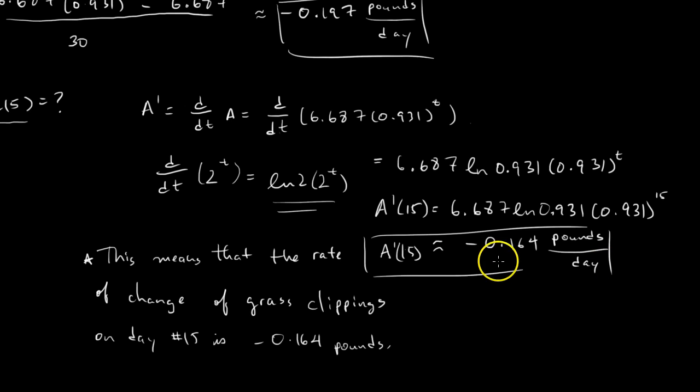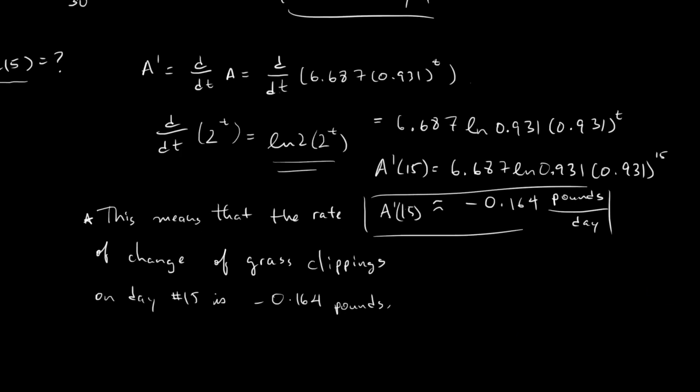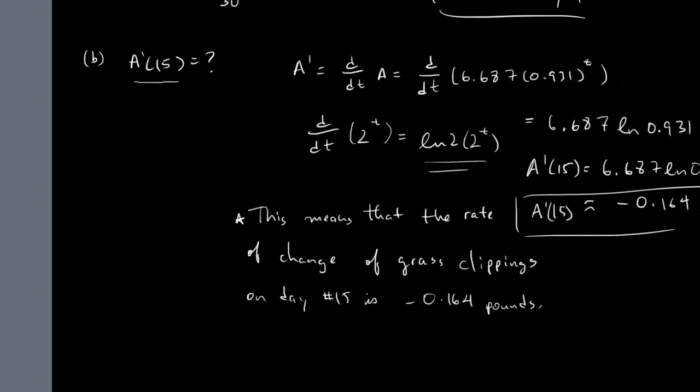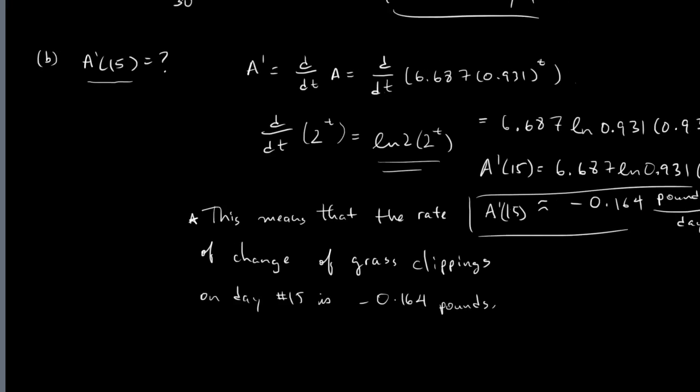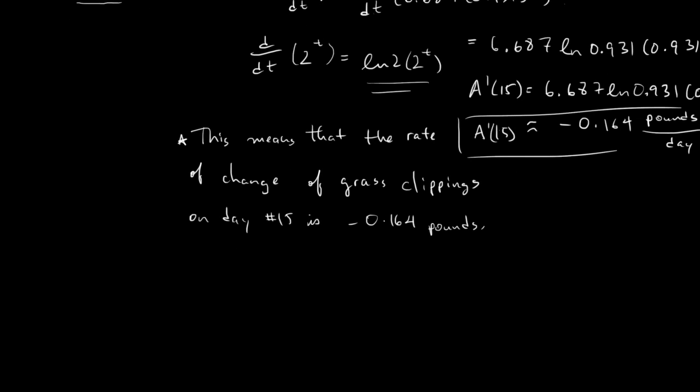But if you ended up with a positive value, that means that the rate of change is positive. That means that the amount of grass clippings is actually increasing. But that cannot make any sense because they're decomposing. So that's part B. Now, let's do part C.